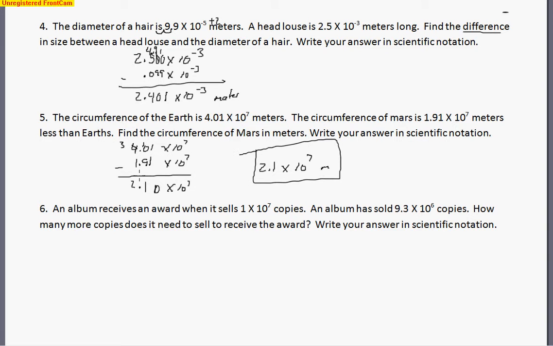Let's take a look at the last one. It says an album receives an award if it sells this many copies. The album already sold this many copies. How many more copies does it need to sell? So we're going to subtract again. 1 times 10 to the 7th is how many it needs to sell. They've already sold 9.3 times 10 to the 6th, so we need to make the exponents the same. I need to add 1 to that. That means I need to move this decimal back 1 space.